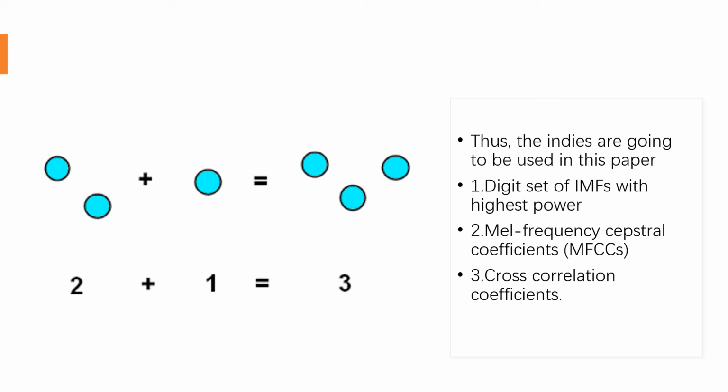Thus, in my research, the indexes that are going to be used in this paper are, the first one, the digit set of IMFs with highest power, the second one, Mel frequency cepstral coefficients, and the third one, cross-correlation coefficients.